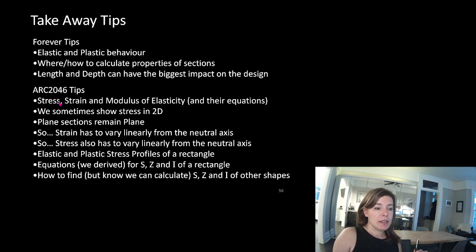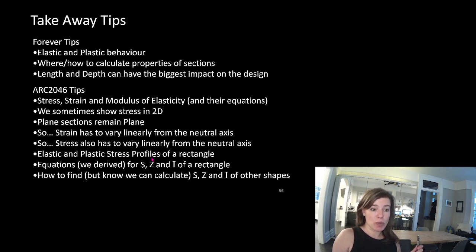All right. Stress and strain and modulus: you should understand stress and strain and modulus of elasticity, their equations, and how they relate to each other. I've given you those equations a few times. We sometimes show stress in 2D. Just understand B goes into the plane of the page. Plane sections remain plane. So strain has to vary linearly from the neutral axis. So stress also has to vary linearly from the neutral axis.